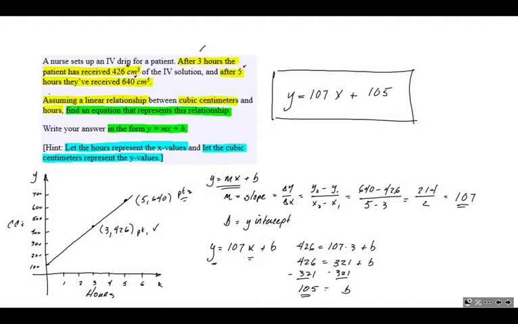That's at 0 hours. And so that might indicate that the instruction that this nurse received was to administer an initial dose of 105 cubic centimeters, 105 cc's, maybe to get a little boost on an infection if this is an antibiotic, or to get a little more medication into the patient up front for some reason, and then set the drip at 107 cc's per hour thereafter. So that's what this equation in the form of y equals mx plus b would indicate in this type of situation. I hope that's helpful.